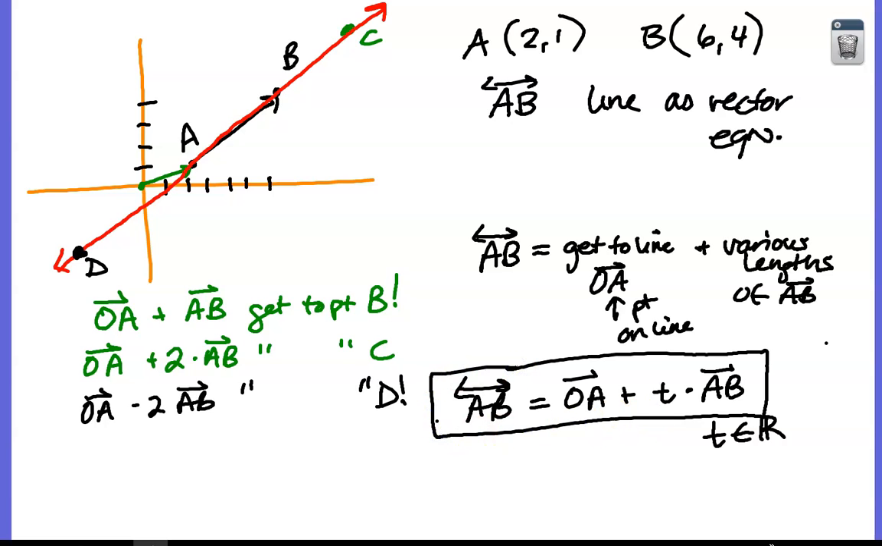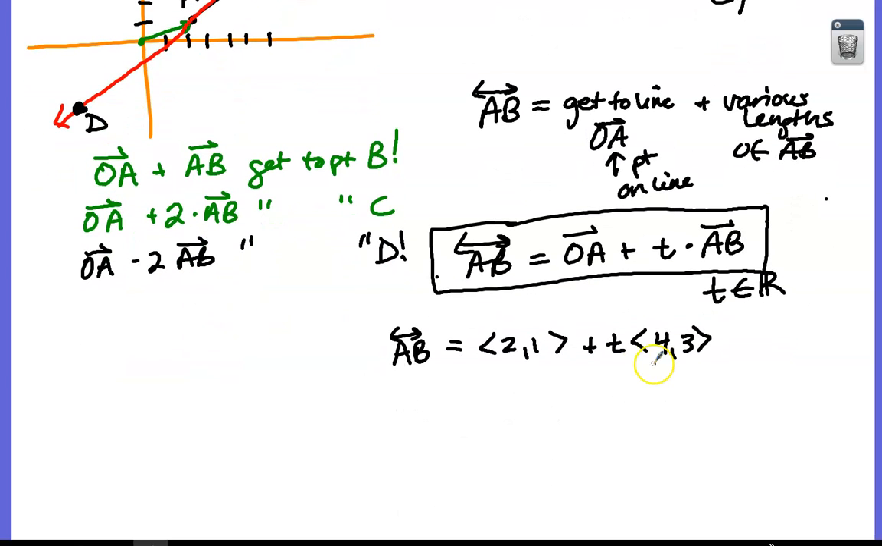So let's do it specifically for this problem. If I wanted specifically to do it for AB, I'm going to start by getting a vector that would get me out to A. So literally from the origin to A is just the point 2, 1. Plus T, various lengths. Now I need to know, what direction does my line go in? My line goes in the direction of 4, 3. 4 in the x. So I'm just finding what vector AB is, guys. That's it. There you go.